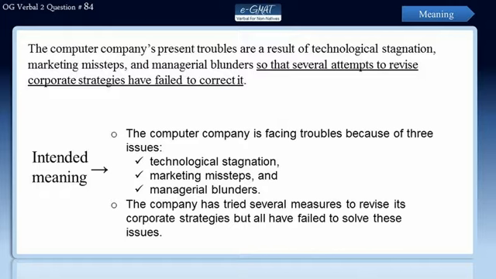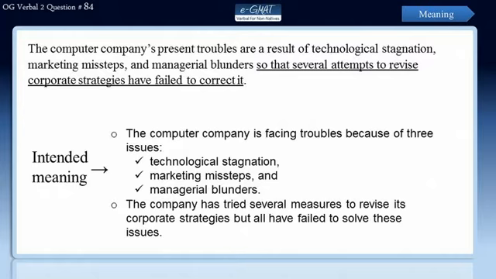It rather gives us additional information about the troubles that the computer company is facing. It is saying that several attempts have been made to fix these problems, but nothing has worked. Hence, usage of "so that" is incorrect in this sentence. That leads to meaning error here. It makes the sentence ambiguous.